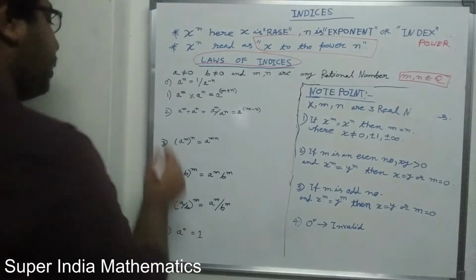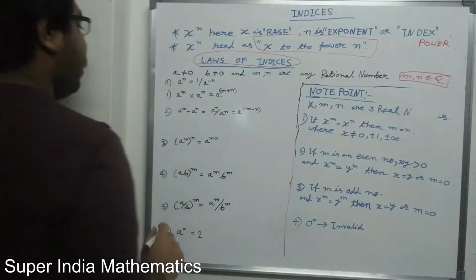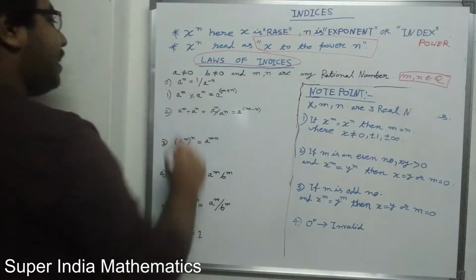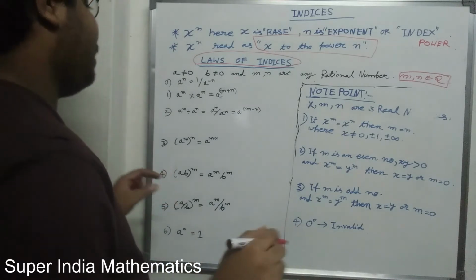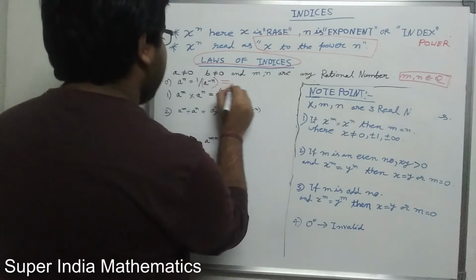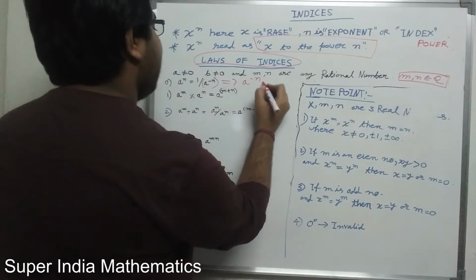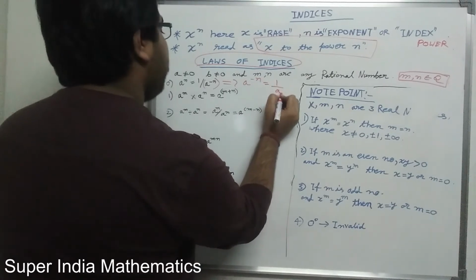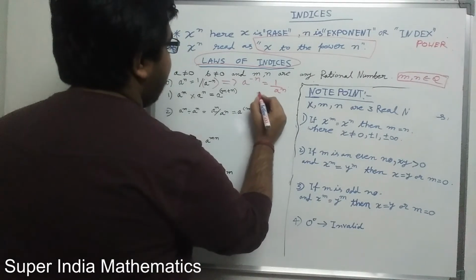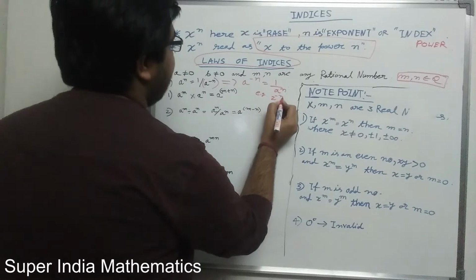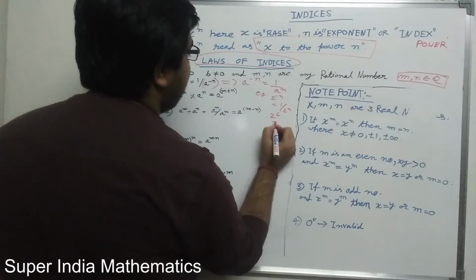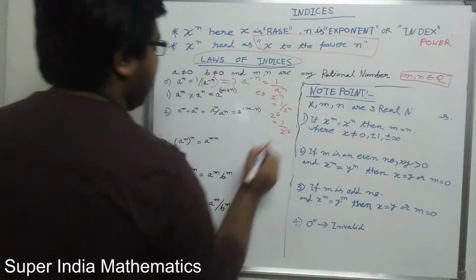The first is the zeroth law. It is not a law of indices, but it is a law: a to the power n equals 1 by a to the power minus n. That means a to the power minus n equals 1 by a to the power n. Okay, let's take an example. 2 to the power minus n equals 1 by 2 to the power n. 2 to the power 6 equals 1 by 2 to the power minus 6.